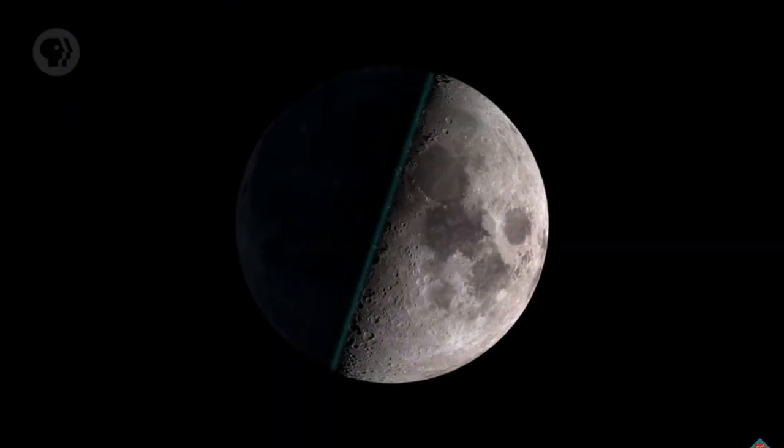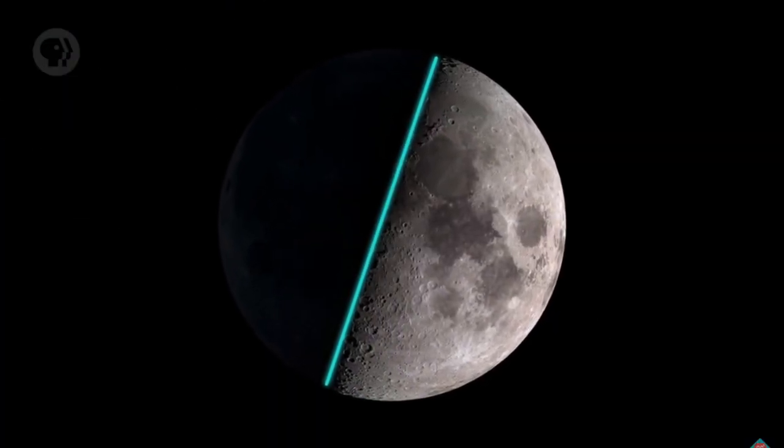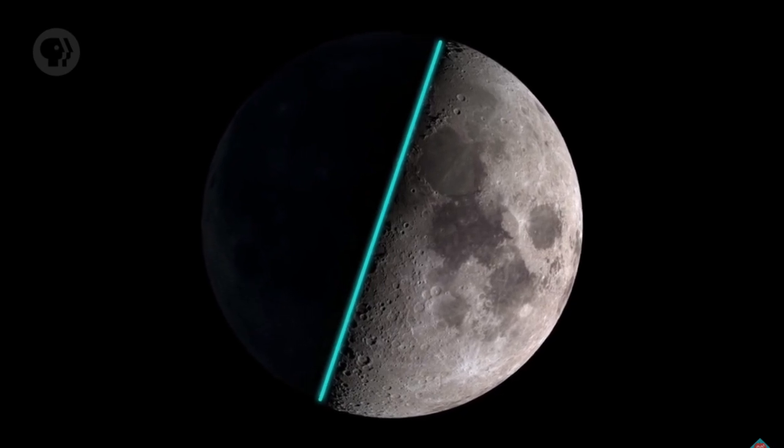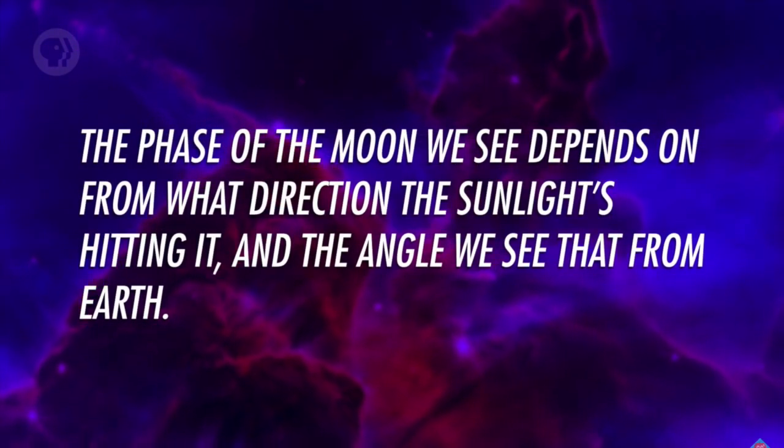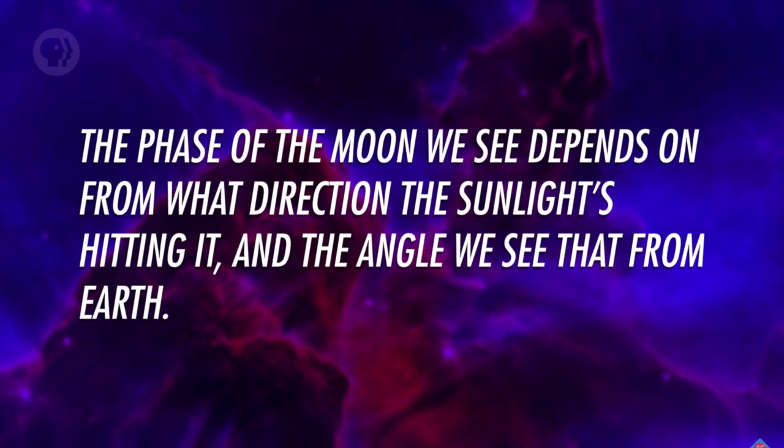The key to all this is this line, dividing the lit day side from the unlit night side. We call that line the terminator. If you're facing the moon with the sun behind you, you're seeing the half of the moon that is fully illuminated by sunlight, and it looks full. If you're off to the side, you see half of the lit side and half of the dark side, and we say the moon is half full. If the sun is on the other side of the moon, you're looking at the unlit half, and it looks dark. Now, mind you, I haven't moved anything except our point of view here, so at all times, the moon is always half lit and half dark. Remember that. The phase of the moon we see depends on from what direction the sunlight's hitting it, and the angle we see that from Earth.